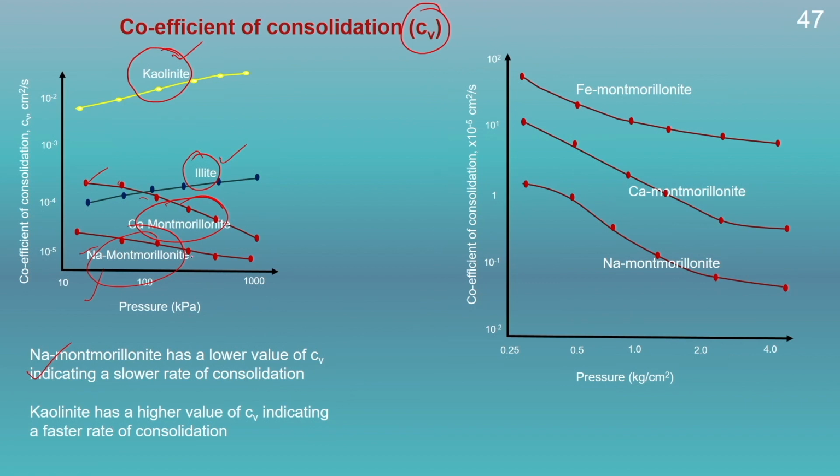If we take montmorillonite and compare the different exchangeable cations present, we can see that with increase in the valency of the exchangeable cation present in the montmorillonite, the coefficient of consolidation is increasing. That means, with increase in the valency of the exchangeable cations, the rate of consolidation is also increasing. The Fe montmorillonite will consolidate faster in comparison to the calcium montmorillonite and the sodium montmorillonite for any given pressure.